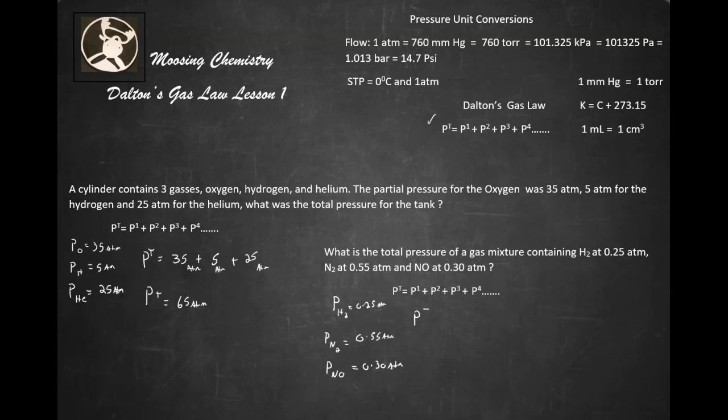So we simply go PT equals 0.25 atm plus 0.55 atm plus 0.30 atm. This is so easy. So the total pressure is going to be, let's go ahead and calculate this up, 0.25 plus 0.55 plus 0.30. And we get 1.10, sorry, atm.